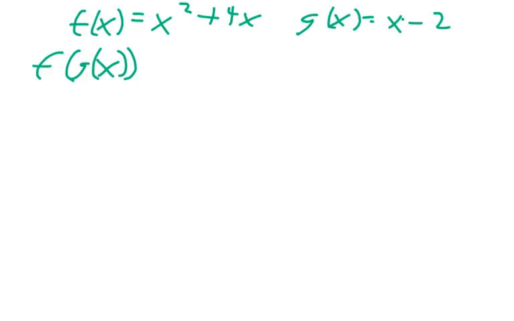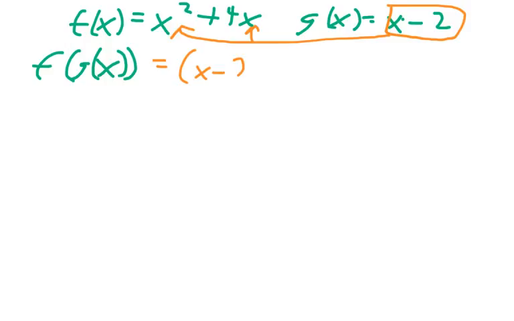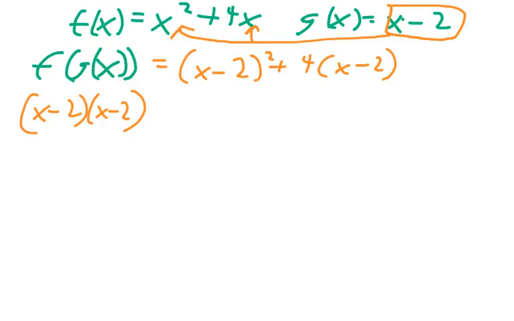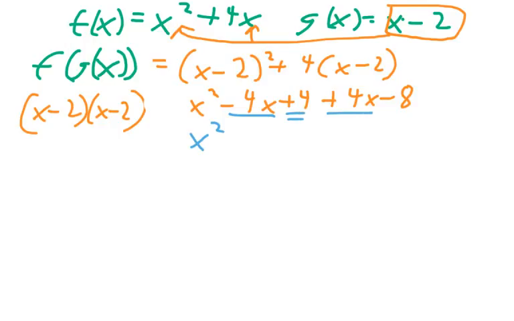Alright, so for this next problem we have f of g of x. So I'm going to take g and I'm going to put it in here anywhere that I see an x. So we got x minus 2 squared plus 4 times x minus 2. When I multiply x minus 2 squared out, which is x minus 2 times x minus 2, we do it the same way we did in the other problem where we multiplied. We're going to wind up with x squared minus 4x plus 4. Distribute the 4 and we get 4x minus 8. The x squared stays as an x squared. Negative 4x plus 4x cancel. 4 minus 8 is negative 4.